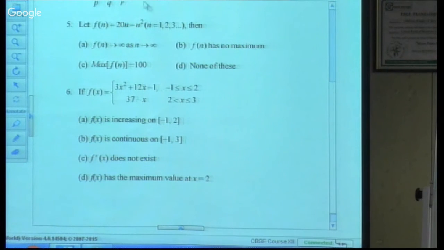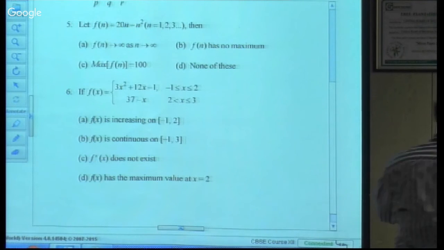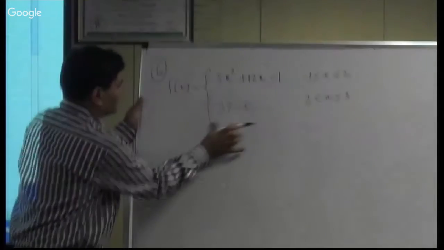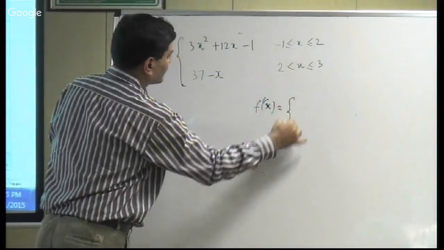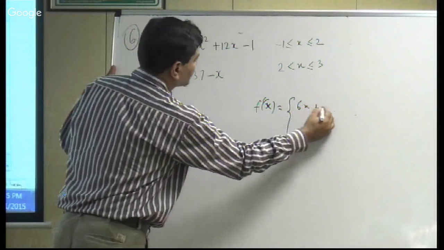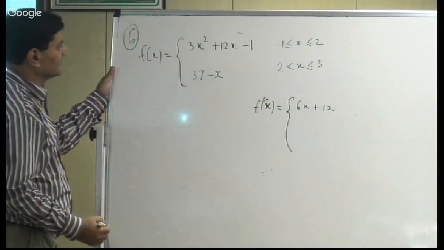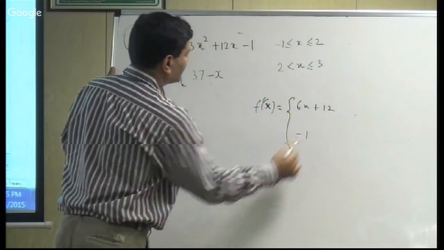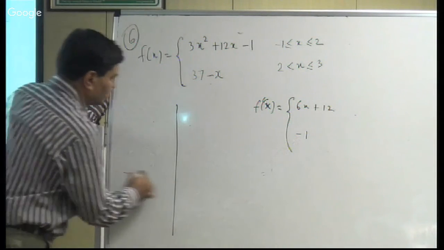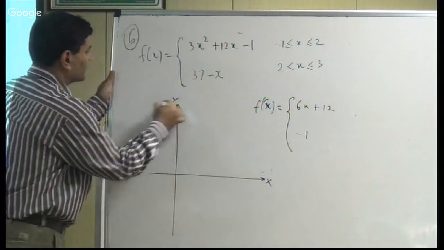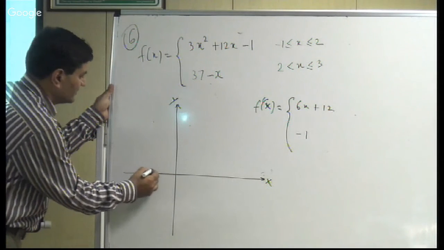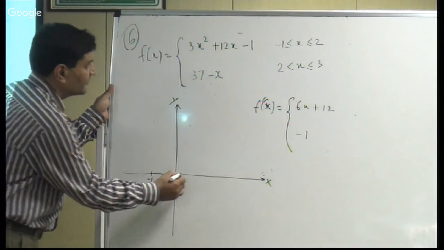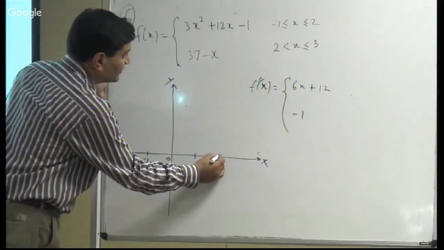What about C? It is better if you draw a rough sketch. Let me first find the derivatives. The derivative is 6x plus 12. And here the derivative will be minus 1. But more than a derivative, we can draw a rough sketch. So this is minus 1, 0, 1, 2, 3.